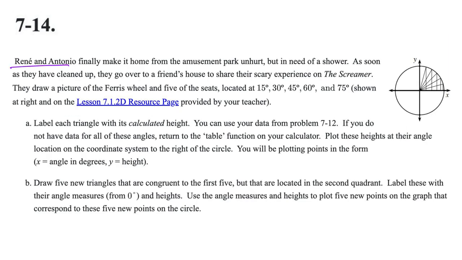So our friends are back home, and they decide, of course, to do some math because that's what I would do after a terrifying experience. So they have these 5 seat positions here that are all in the first quadrant, and they drew them onto this mock screamer here. And basically, what this is asking you to do is to label each triangle with its calculated height. So basically, you need to find out what is the sine of 15.